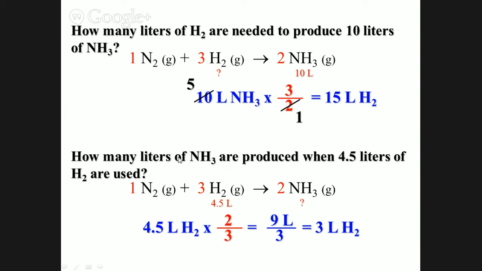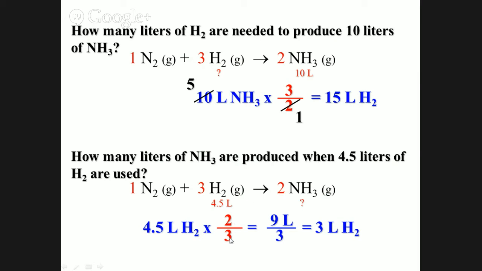Okay, in this case, how many liters of NH3 are produced when 4.5 liters of H2 are used? Question mark's over here now. 4.5 liters is over here. My mole ratio is 2 over 3. 4.5 times 2 over 3 is 3 liters. What I want you to notice is in this one, it was 3 over 2. In that one, it's 2 over 3.